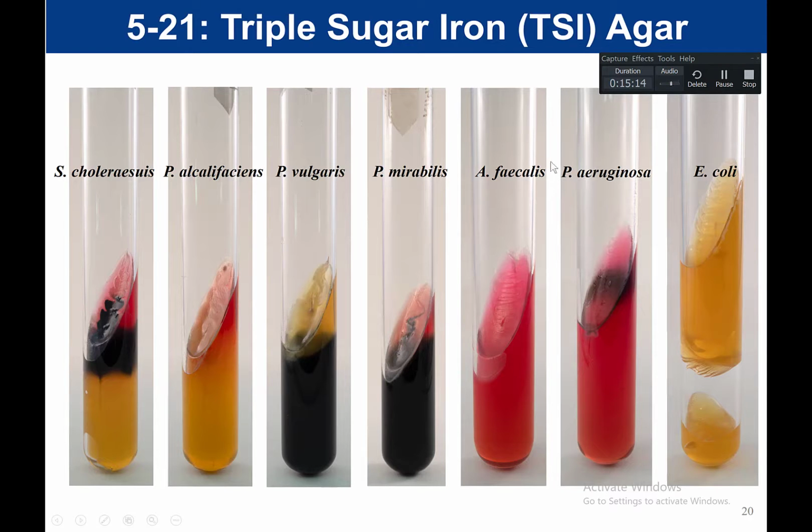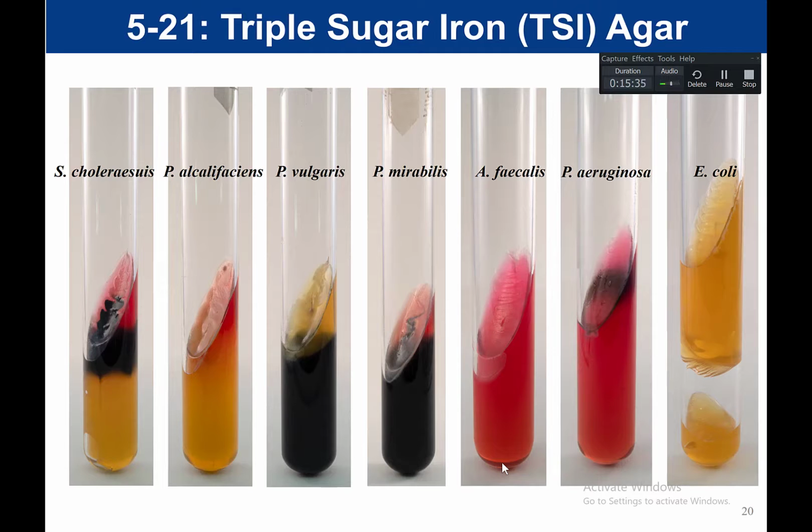Here is our Alcaligenes faecalis. It is pink throughout. So this would be an organism that is non-saccharolytic. It did not use the sugar. It only used the proteins, and that's why it's pink throughout.